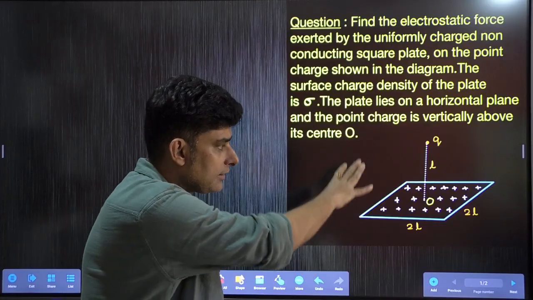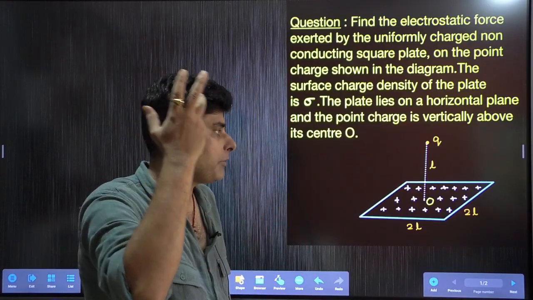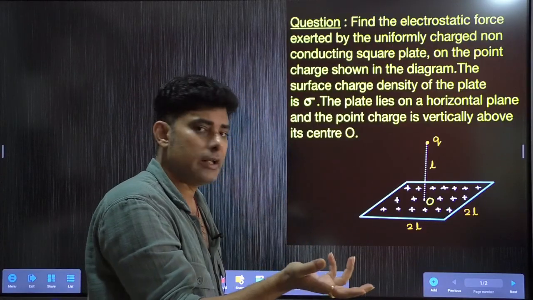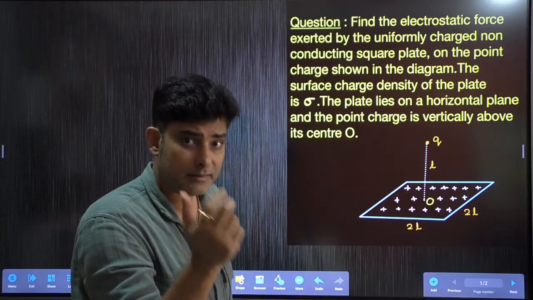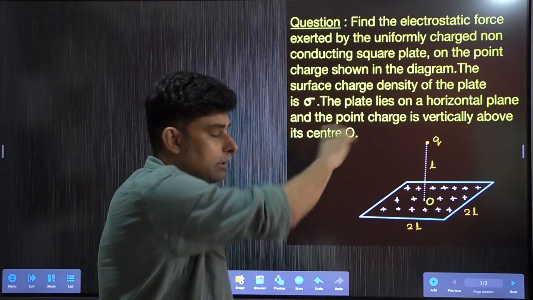Now when we see such type of diagram, immediately it comes to our mind that electric flux, and flux calculation is very simple. Yes, we are going to use the concept of flux and find the force over here.